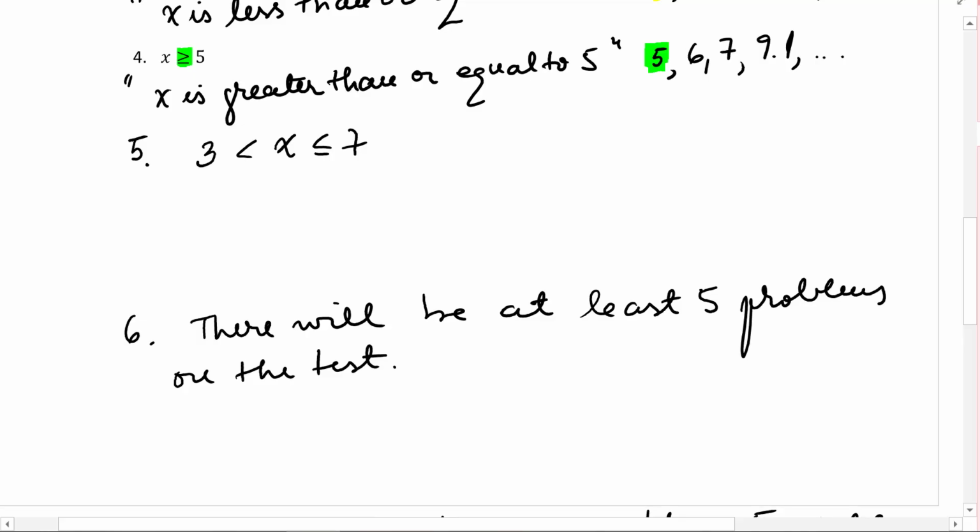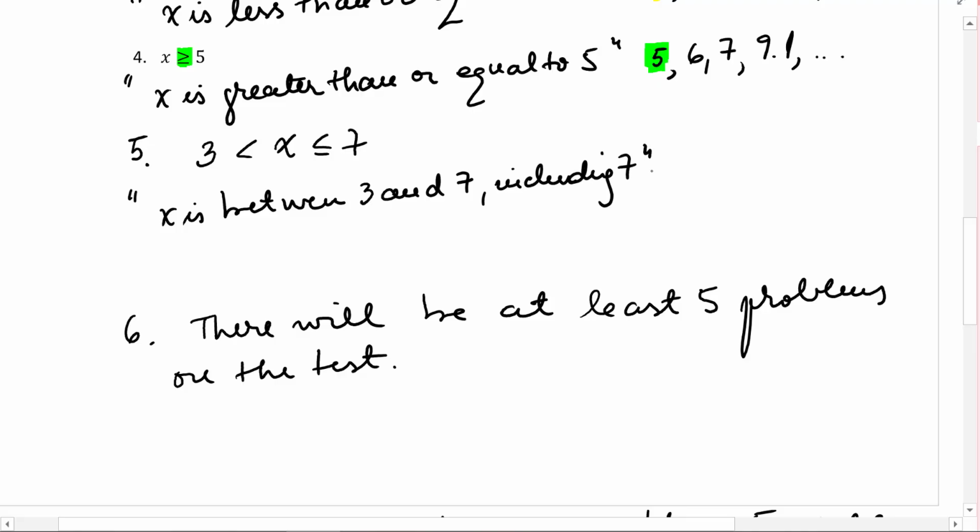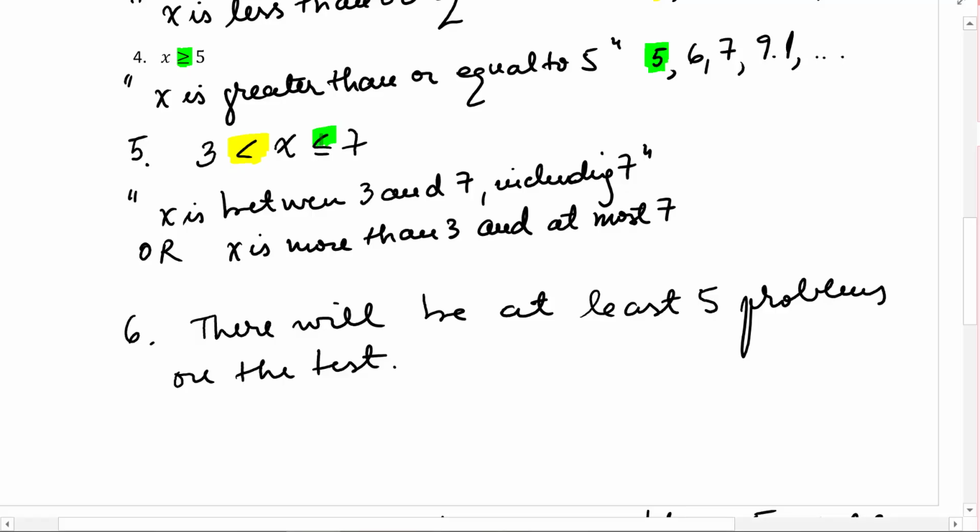But sometimes I can have x is between 3 and 7, including 7. Or I can say x is more than 3 and at most 7. So when I use these words, I know that I'm not going to include 3, but I will include 7.